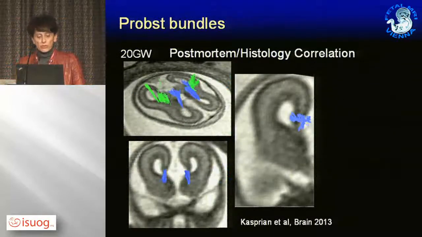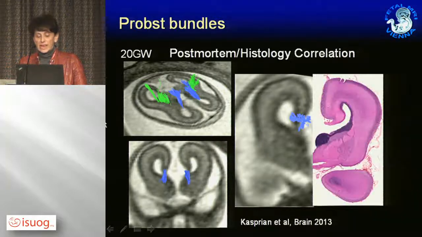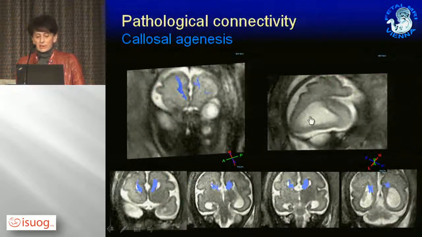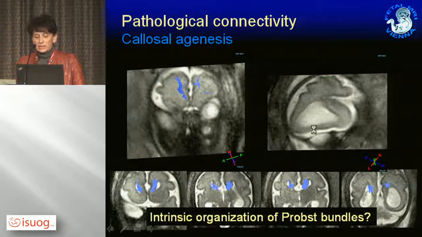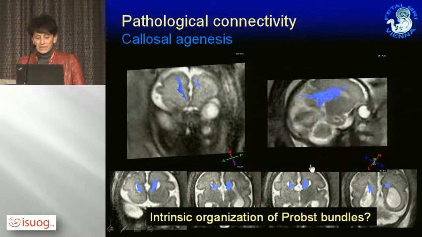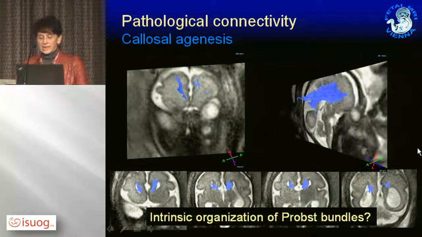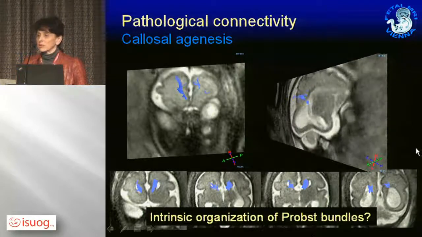First step to prove it was to correlate our findings with histology. And there you are. Here you have the tractography of the Probst bundle, and here you have the corresponding section. And all the images I'm showing of this case are in the new paper that just came out this month, I think. And the next thing was, okay, now we see the Probst bundles, but if they are really a heterotopia, then they should have the same intrinsic organization as the corpus callosum.